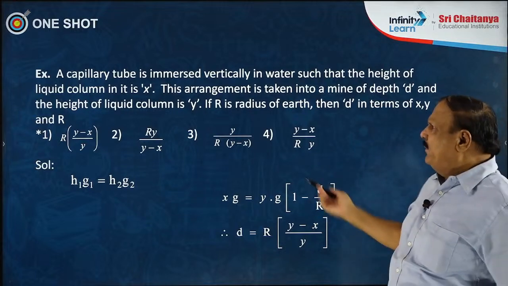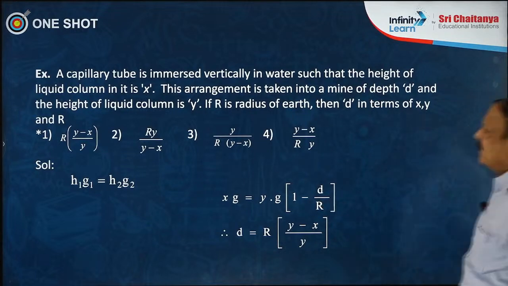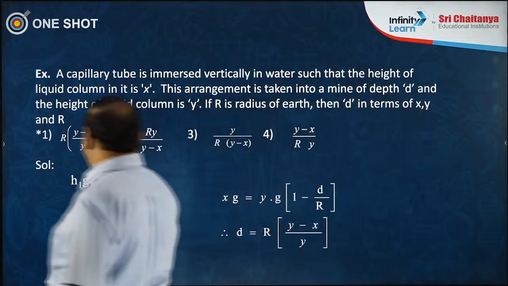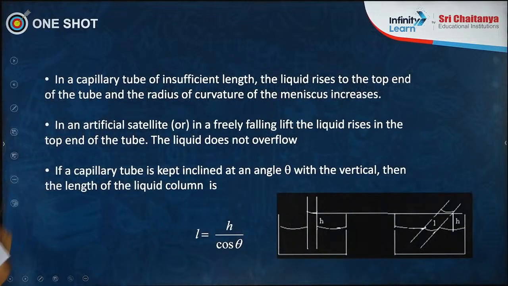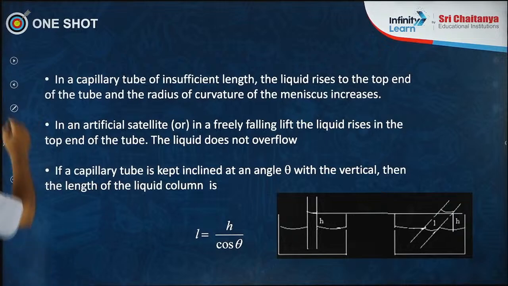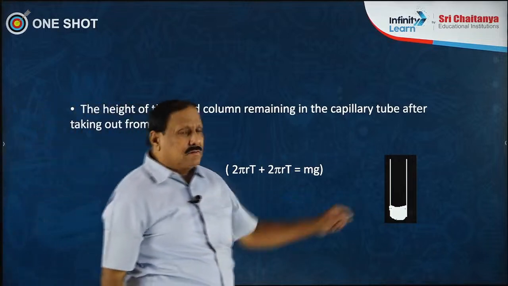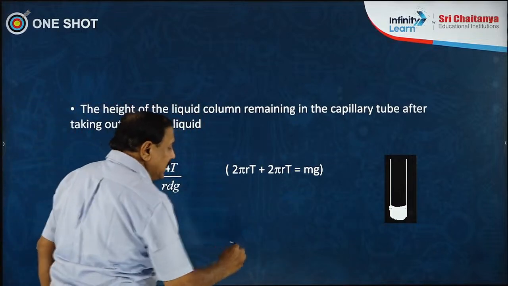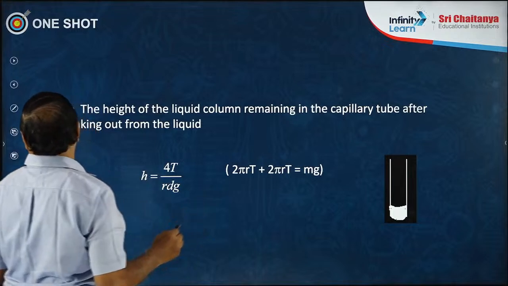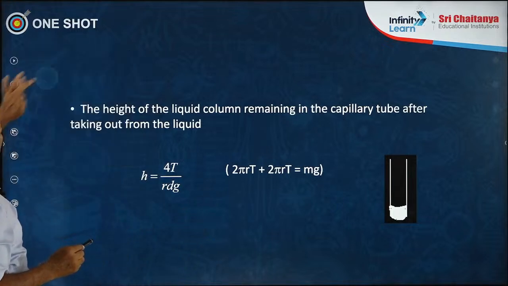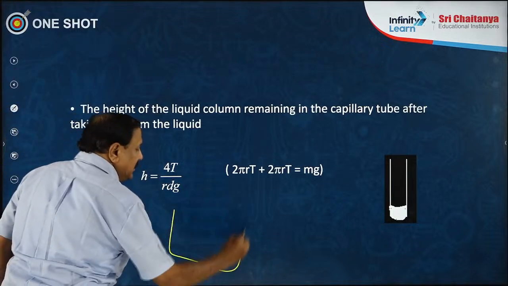And these are all based on that capillary method only. So, h is proportional to 1 by g, based on that we gave an example here. And next, suppose a capillary tube is immersed in a liquid, listen to this point once again.